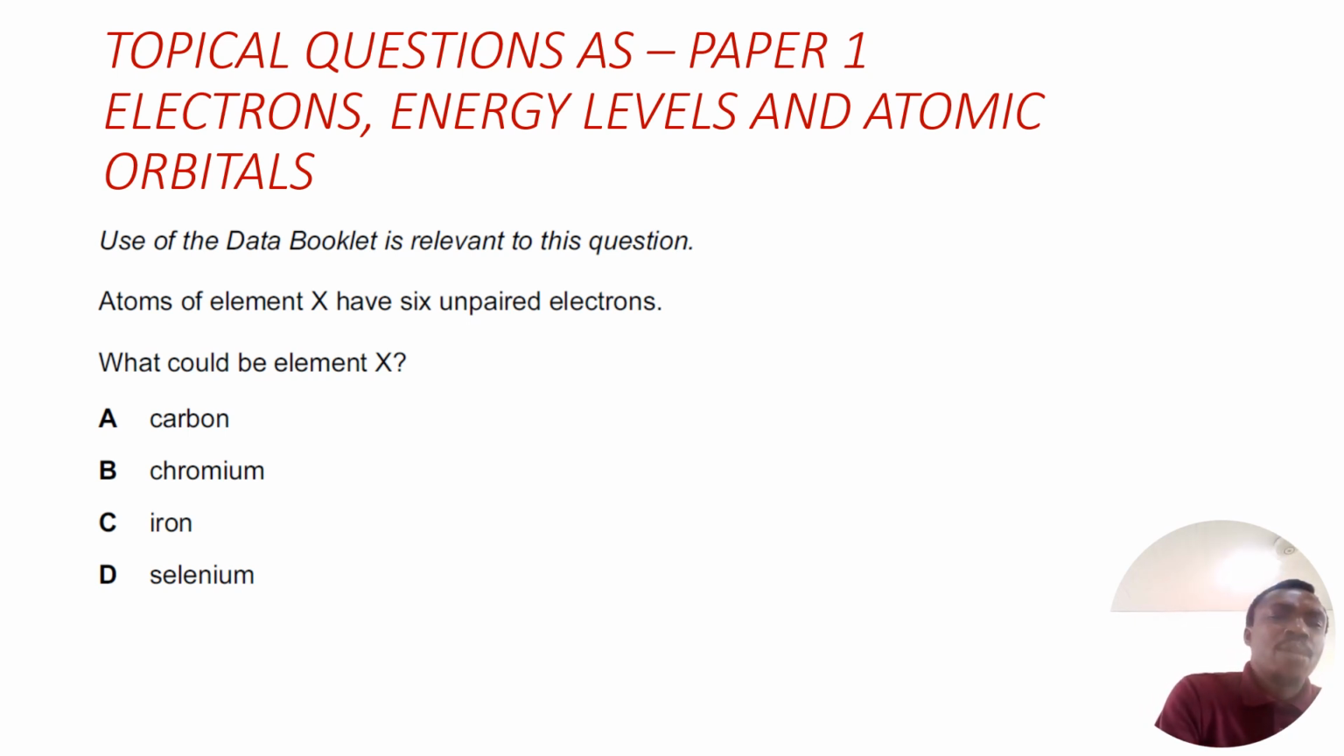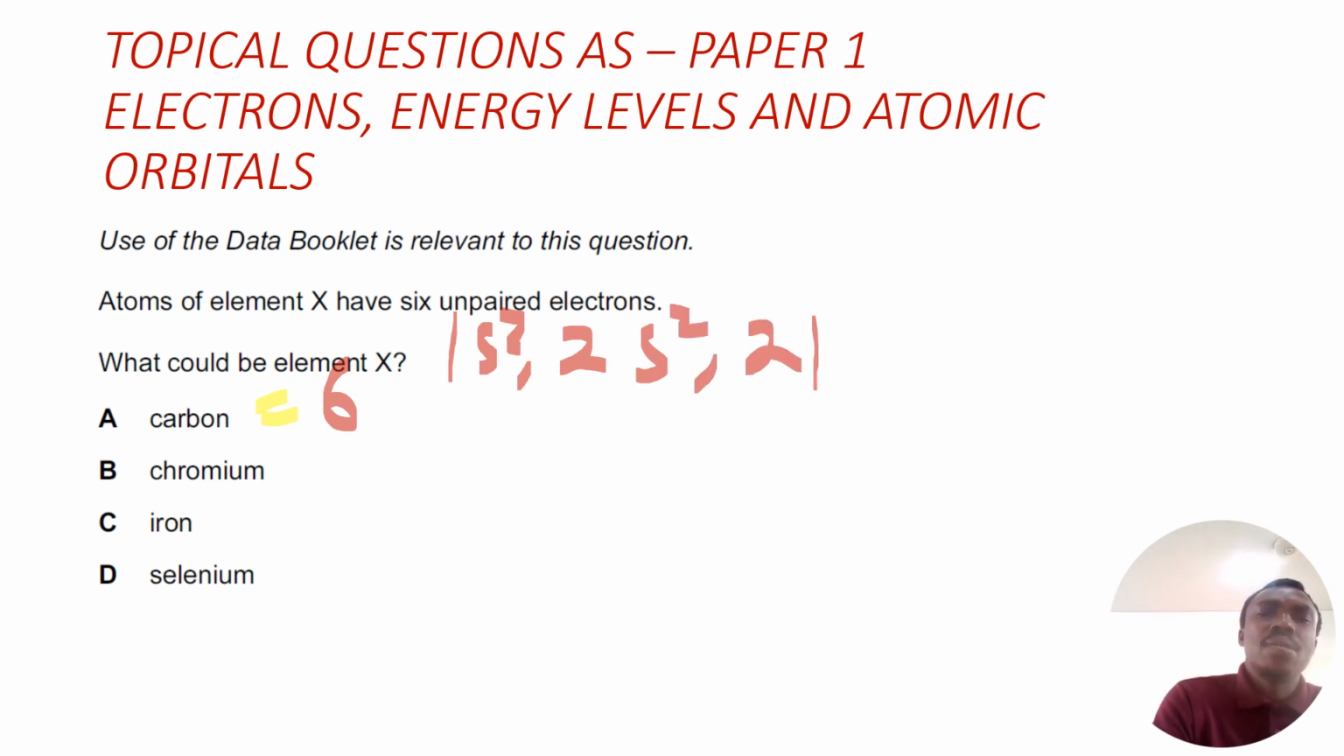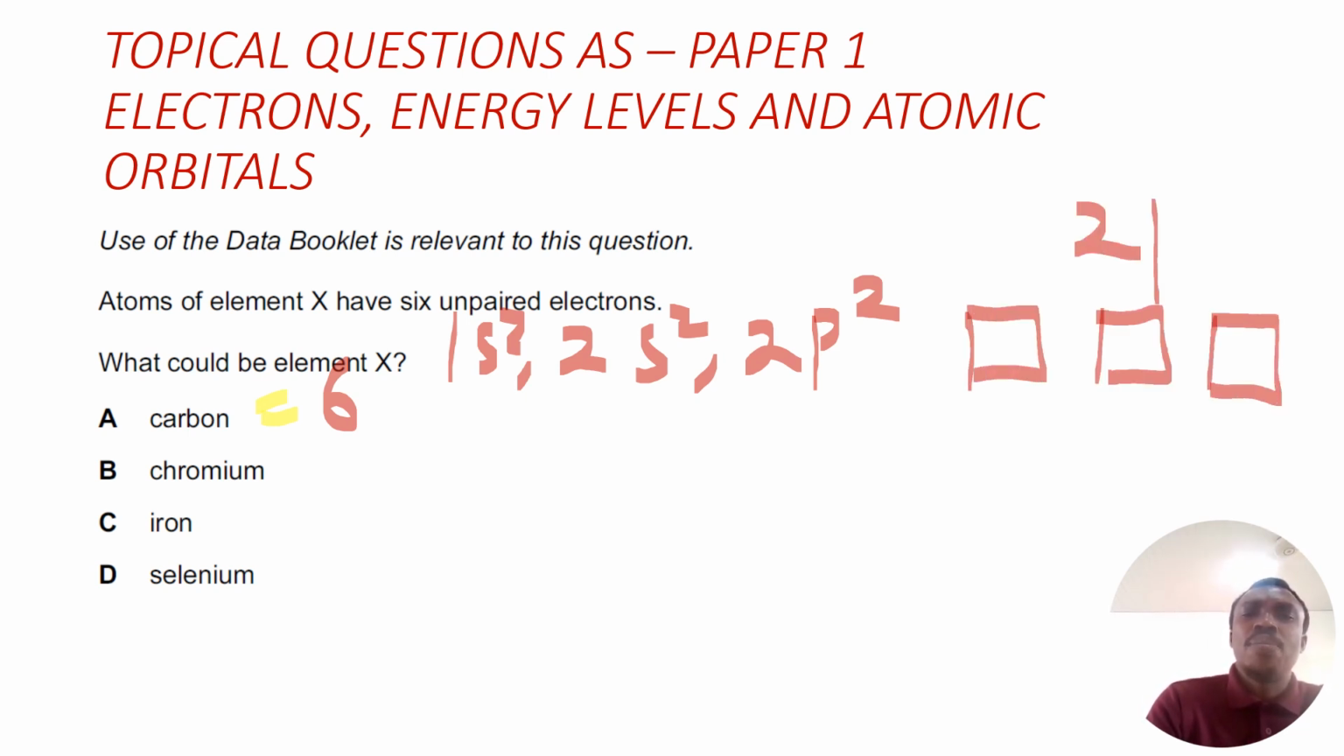If we start with carbon, the atomic number of carbon is 6, which is 1s2, 2s2, then 2p2. The p subshell has 3 orbitals, which are 1, 2, and 3. So with 2p2, you have only 1 and 1. It doesn't have 6 unpaired electrons, so carbon is not the answer. We'll go to the next option, which is chromium.